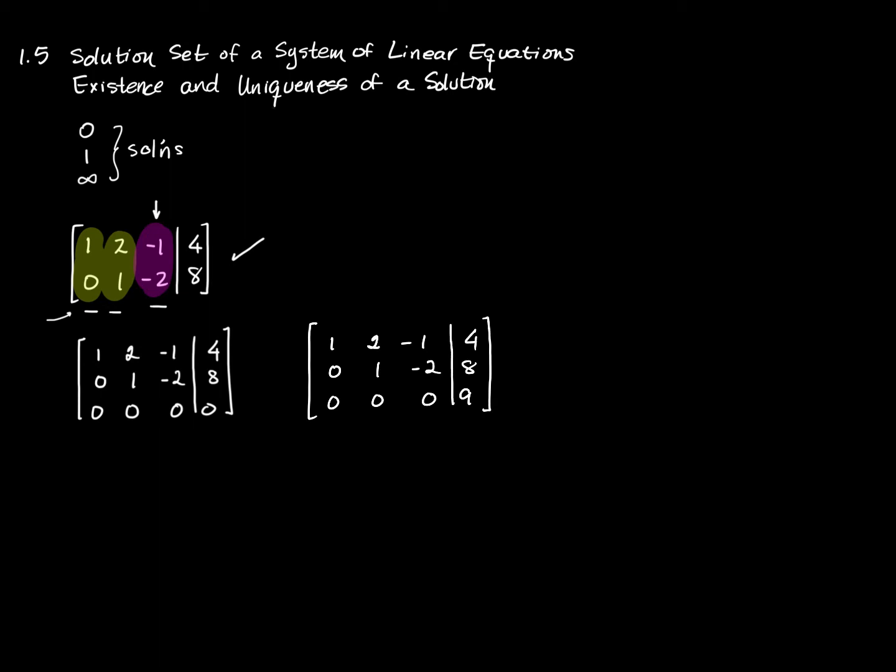Okay, so for this matrix, if I transform this back into equation form, I get 0x1 plus 0x2 plus 0x3 equals 9. And that's like saying 0 equals 9. Well, that's never true, right? So the system of equations that leads to this matrix has no solution.